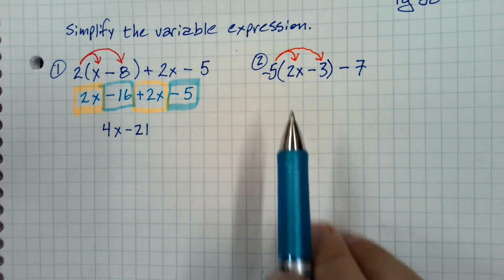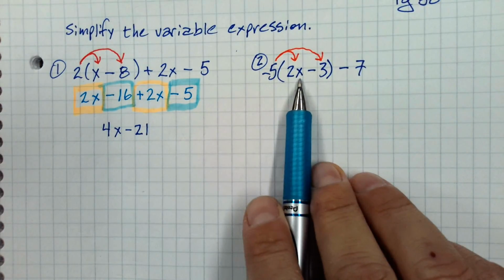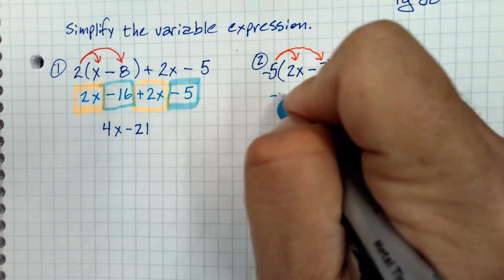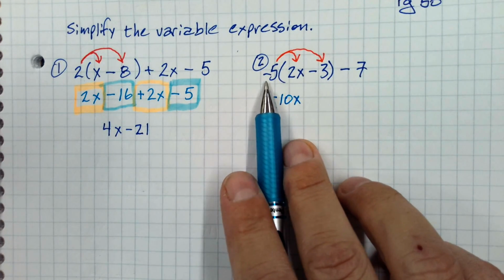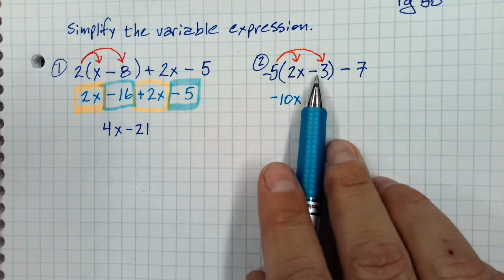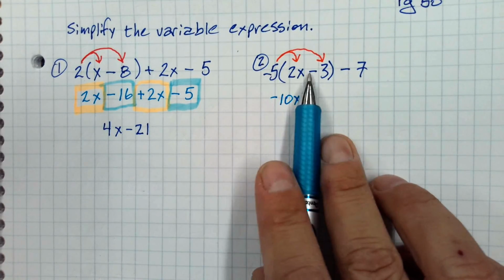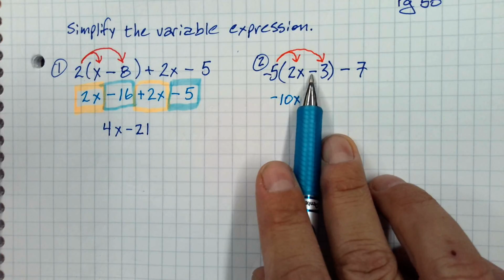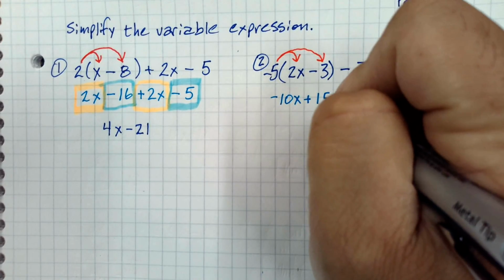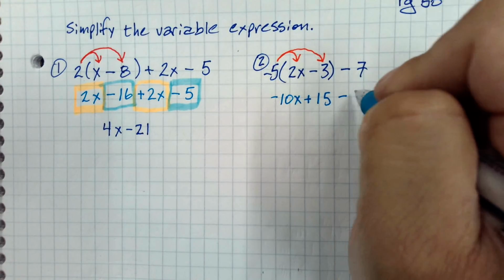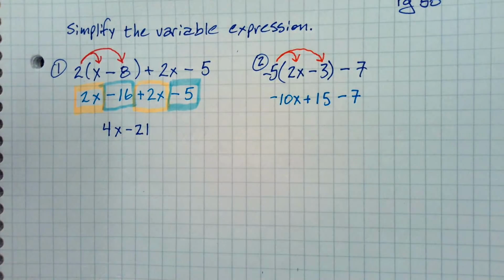Let's see what we get. Negative 5 times 2x is negative 10x plus 15. Plus 15. That's a good question. I got negative 5 and the minus. Think of that as negative times negative. Positive. Negative 10x plus 15. And then the minus 7 comes along.